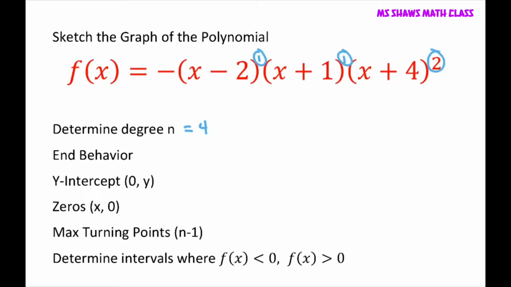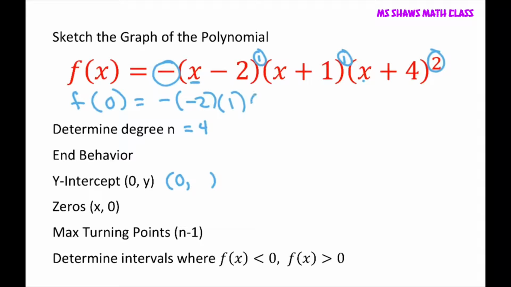The end behavior we'll discuss later, but we're going to use the fact of our degree and that this is negative. Our y-intercept is when our x is 0. So when x is 0, what's y? Let's plug in 0. Plug in 0 there, you're going to get negative 2. Plug in 0 there, you get 1. And plug in 0 there, and you're going to get 4 squared. So our y-intercept, we have two negatives here, so that's going to be 2 times 16 is 32.